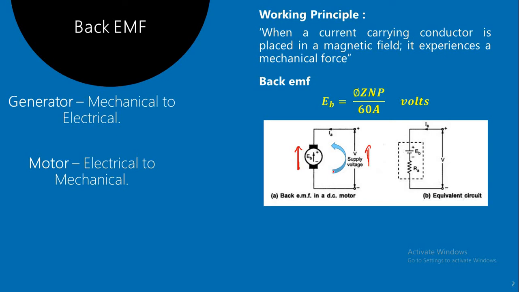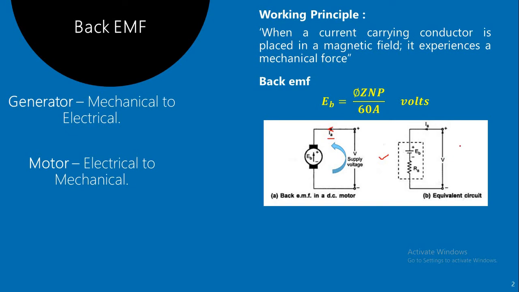You can see here the direction of induced voltage is opposite to the direction of applied voltage according to Lenz's law. V is the input voltage, or supply voltage. Whenever DC supply is given to the armature, the current IA starts to flow from supply towards armature, whereas the armature has an internal circuit of EB and RA in series.